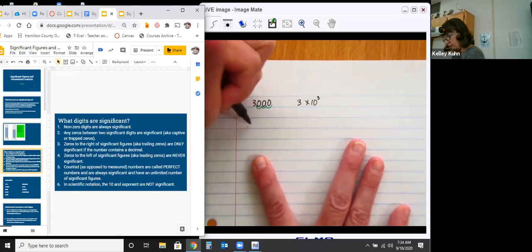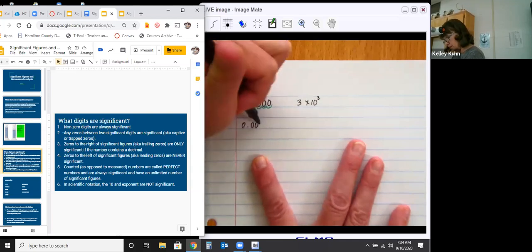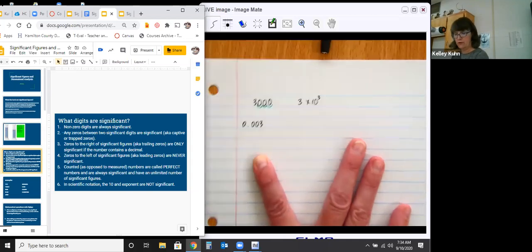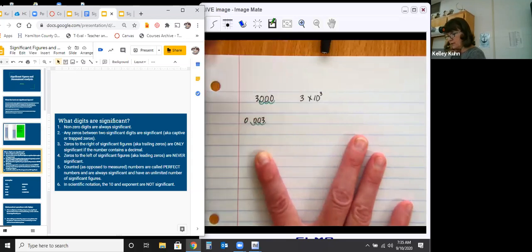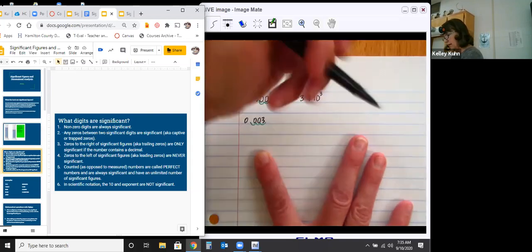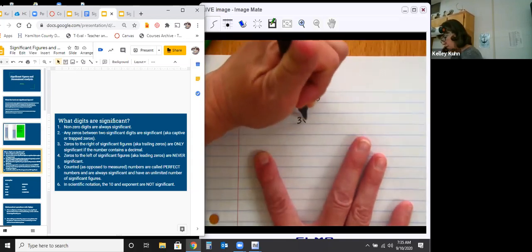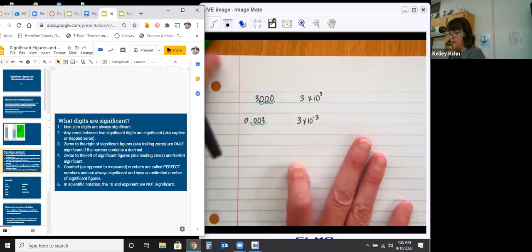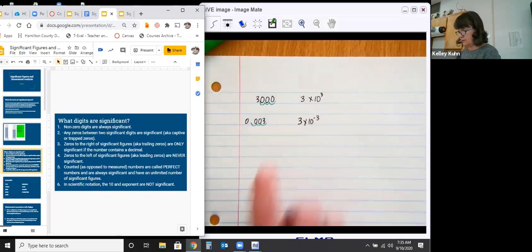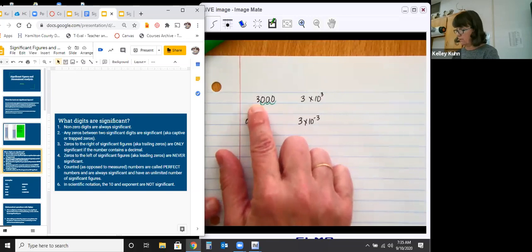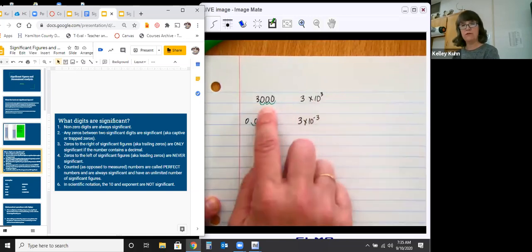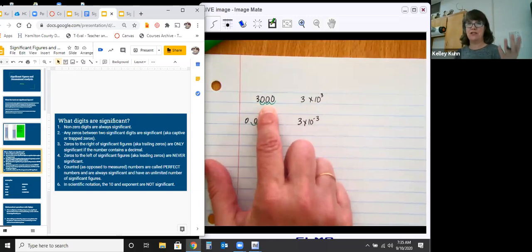Likewise, if I had 0.003, I move the decimal 1, 2, 3. I always want to move it until there's one number that's not 0 to the left. So because I had to move this 3 places to the right, this is 3 times 10 to the negative third. Now, going back to look at the original numbers, I didn't have a decimal in this number, right? I had 1 sig fig. So that 10 to the third is simply representing those 3 insignificant zeros.